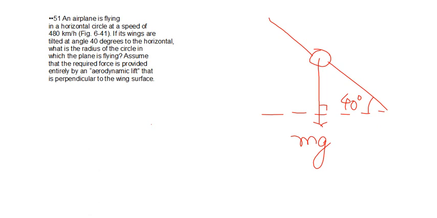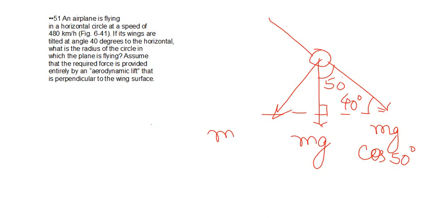Now this is 90 degrees, so this angle will be 50 degrees. Now the component of mg along the wing is mg cos 50. This is mg cos 50. Now the other component of mg, that is perpendicular, is mg sin 50.